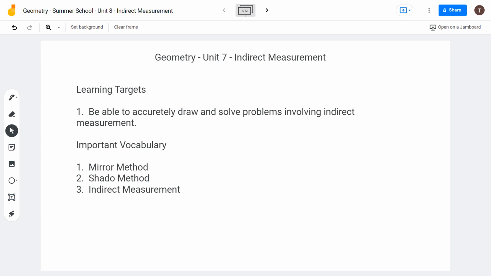Welcome to, and that should say Unit 8 up there, but of course it doesn't. Let me fix that real quick. So Unit 8 is going to be indirect measurement.